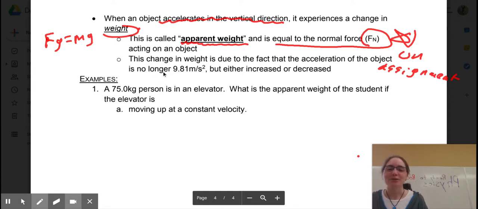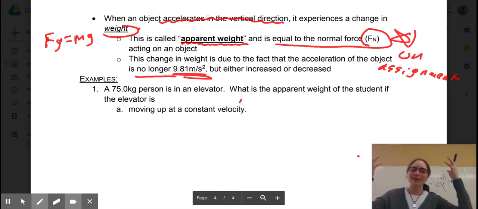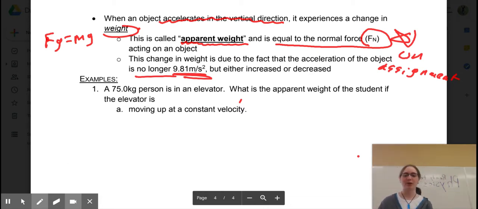Okay, so the reason in this, once again, as we already mentioned, is we are no longer accelerating at just 9.81 meters per second squared anymore. We're going to be accelerating up, we're going to be accelerating down, okay? And the most common type of question you're going to see with this is going to be elevators, because when you're on an elevator, you're often accelerating up or accelerating down, okay?